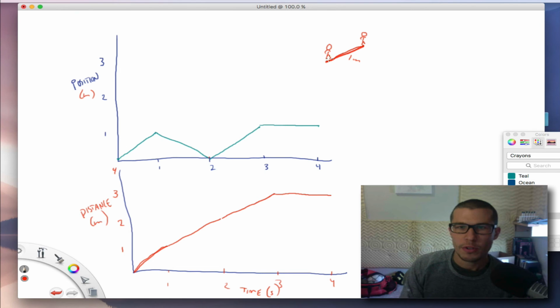So even though this person, as on this position graph, has gone away, then come back, and then gone away, and stayed there, here in the distance you have to show the total sum of this red line that I've gone back and forth here. So that's the difference between position and distance.